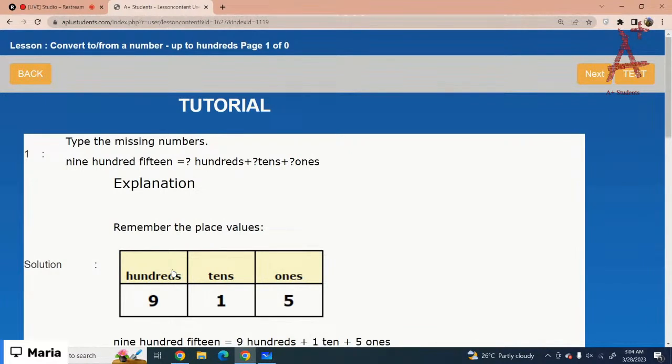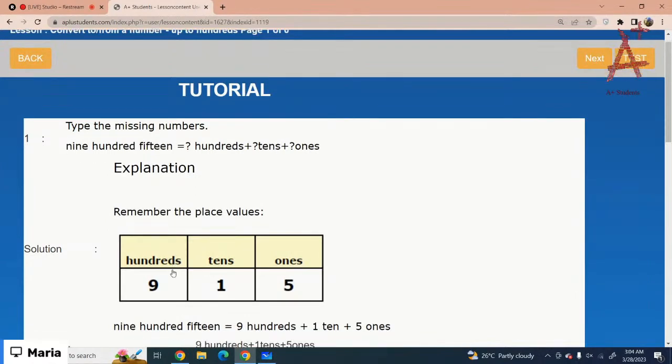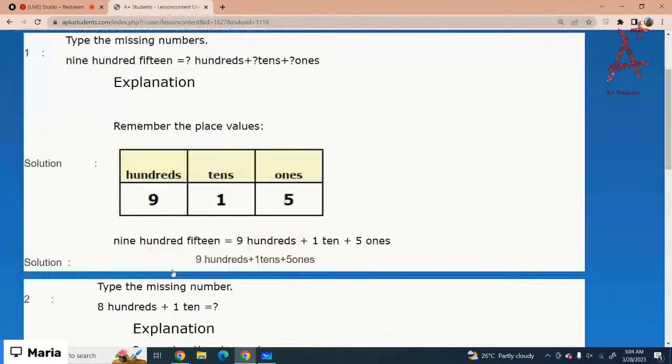915, 9 is at the hundreds place, 1 is at the tens place, and 5 is at the ones place. So it would be 9 hundreds, 1 tens, and 5 ones. Got it? Okay, the next one is 810. That means 8 is the digit at the hundreds position, 1 is at the tens position, and you are not given the ones, so it must be 0.